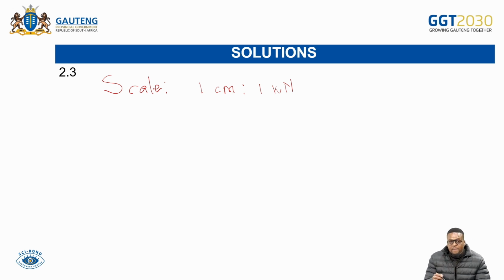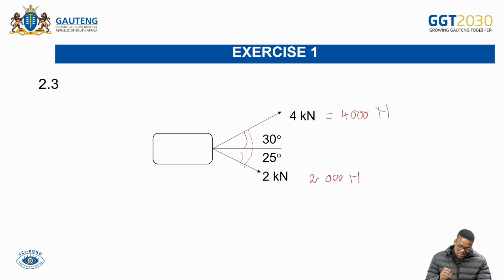If you are using newtons, you can say 1 centimeter represents 1000 newtons. So in this case, we are using kilonewtons. That's why we are saying 1 centimeter represents 1 kilonewton. Now, the angle between the line and 4 kilonewtons is 30 degrees, right? And this one for 2 kilonewtons is 25 degrees.